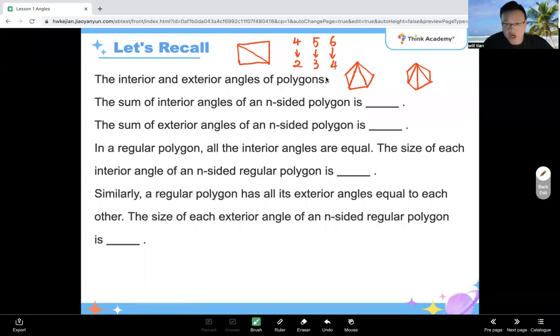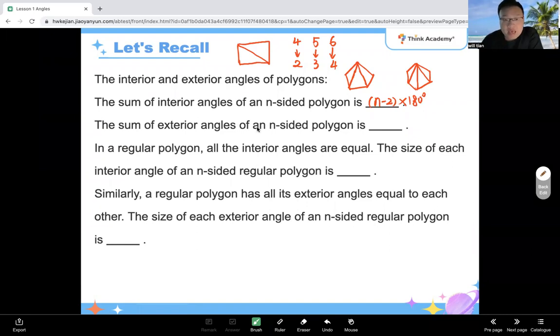So the pattern here is that the number of triangles that you can cut this polygon into will be 2 less than the number of sides of the polygon. So we got the formula: if you got an n-side polygon, you just use n minus 2 first and times by 180 degrees. That will be the sum of all the interior angles of this n-side polygon. Okay, make sense?